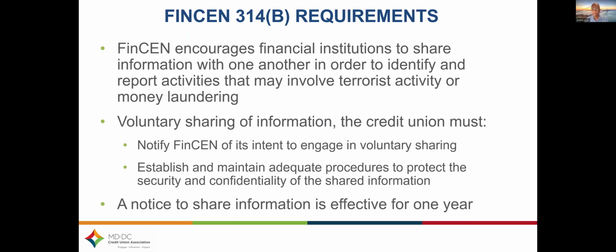314B is just another part of FinCEN, okay? This is sharing information with other financial institutions. No big deal. You must register with FinCEN every year to be able to share information with other financial institutions. FinCEN loves it when you do that because you can share information which will help you determine if you need to file a SAR. You can't share SAR information, but you can share information to determine if you need to file a SAR. Your member might be conducting some illegal activity in your credit union, or you think it's suspicious. You know that they're dealing with another bank or credit union somewhere, so you can give them a call and have a talk with them about it.